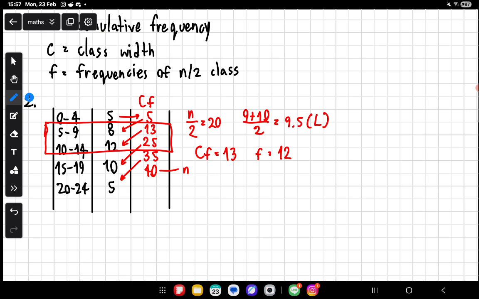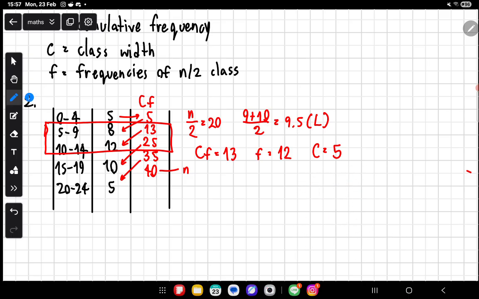So now find the class width. 0 to 4 is 5. As in the formula 4 minus 0 plus 1, from the formula n minus m plus 1 to find a range.